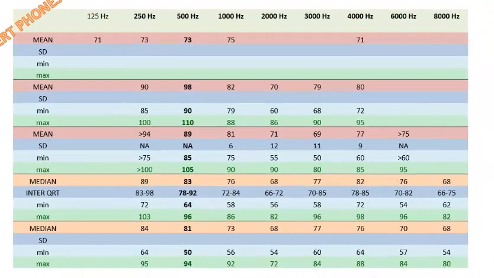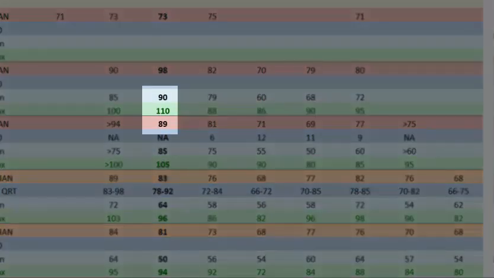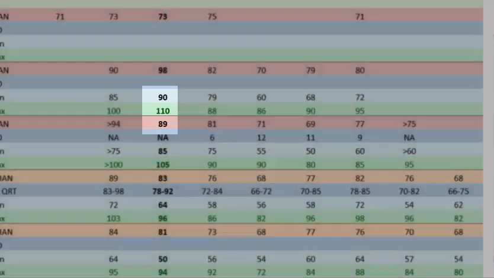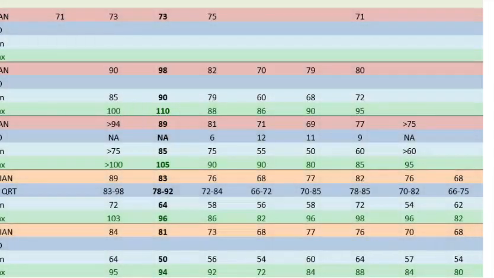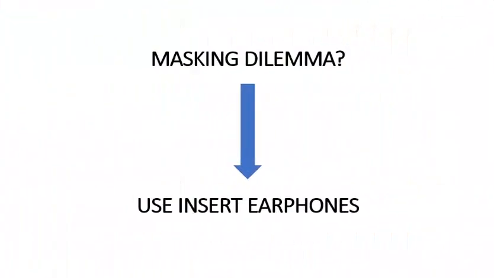Here are IA results for insert phones. Let's take a look at the maximum. Maximum we have 110, 105. So we see just overall the maximum possible amount of attenuation is much higher using insert phones compared to TDH style phones. When confronted with a masking dilemma, you'll want to use insert earphones if possible. A deep and snug insertion of the inserts will provide the highest levels of interaural attenuation, which will help our testing on a number of fronts, one of them being it reduces the chances of masking crossover.